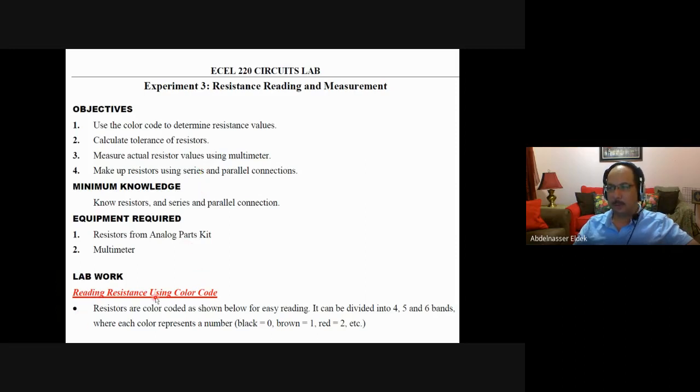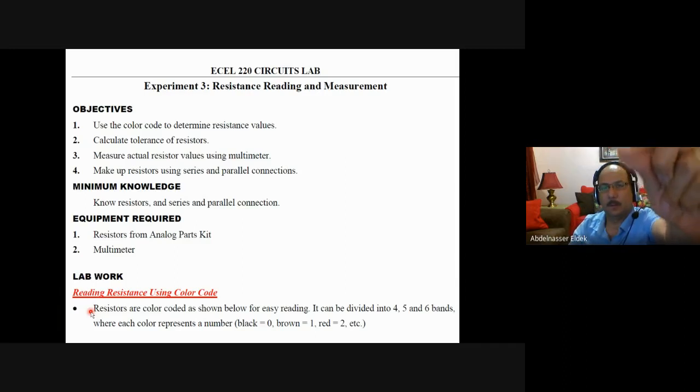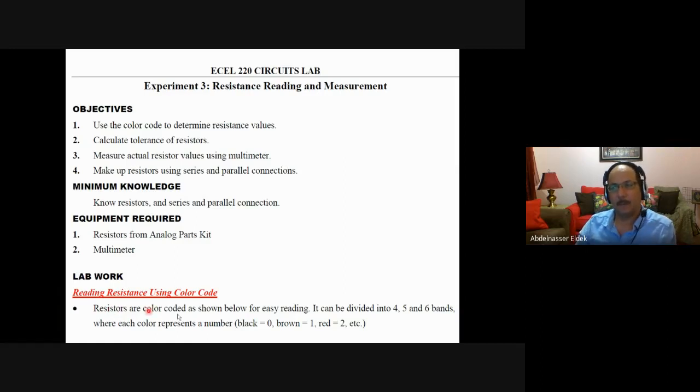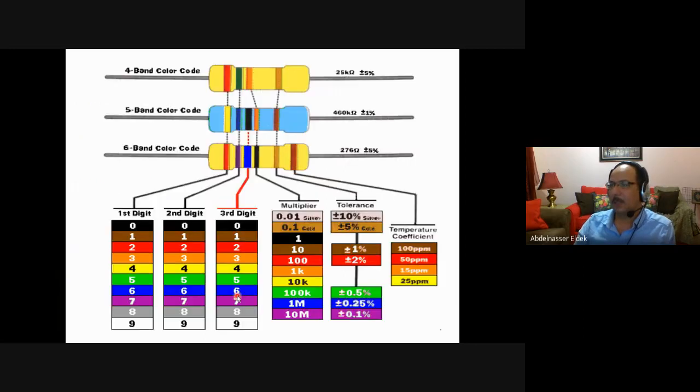The color code, okay. The resistor has some colors. So for example, if you look at a resistor like this one here, I hope that you can see it. Okay. So it has some colors. Every resistor has some colors. You can read it from the colors. Okay. So each color has a number. Like here, this explains everything.